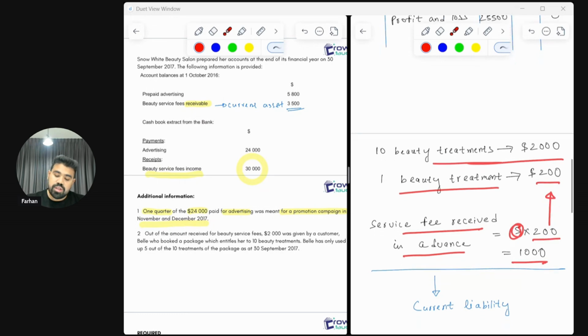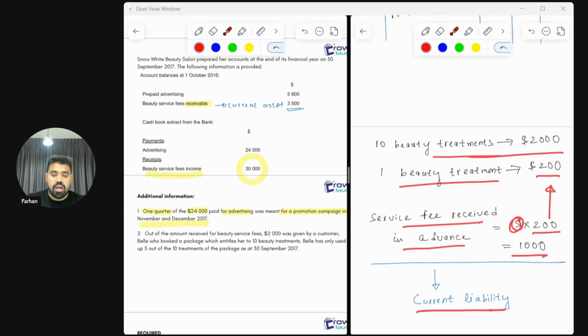This falls within the definition of a current liability. The reason this is a current liability is because we as a business now have a present obligation to our customer to deliver the services in the next financial year. Okay? We have received the cash already, but we still haven't delivered the services. And in the next financial year, we must deliver the services. Therefore, they fall under the definition of a current liability.